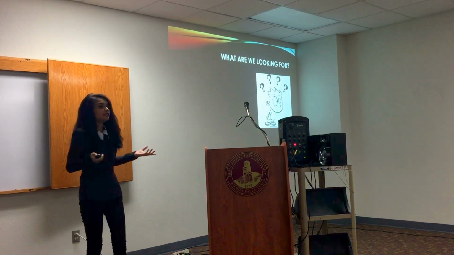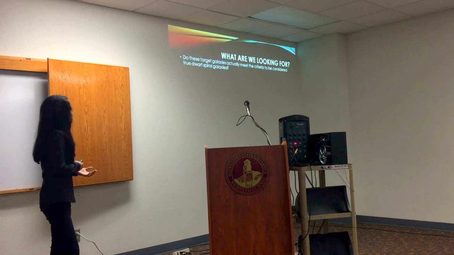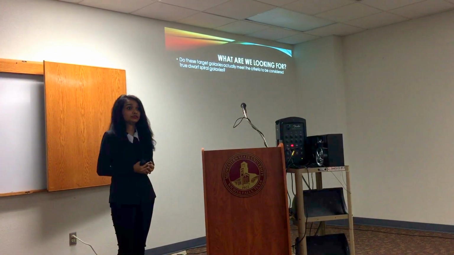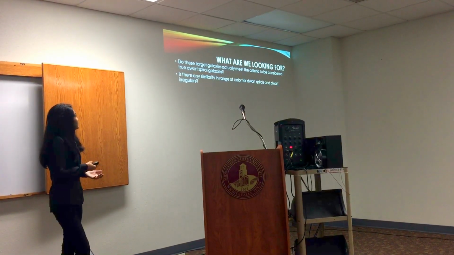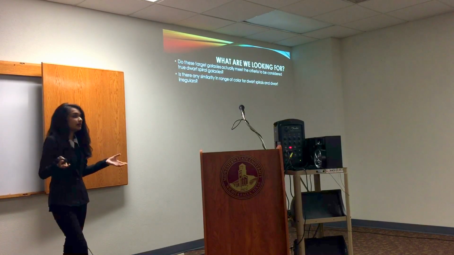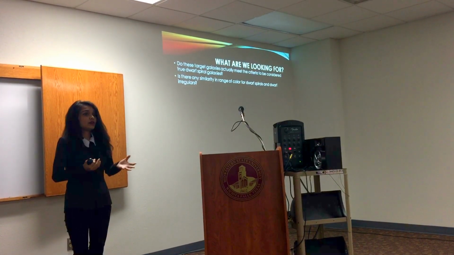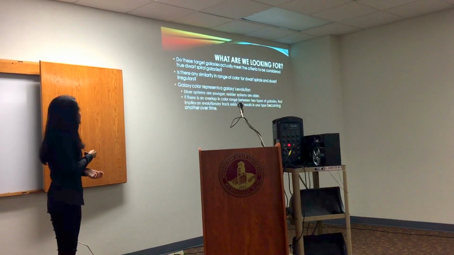So, what are we really looking for? Do these target galaxies actually meet the criteria to be considered dwarf spiral galaxies? And is there any similarity in the range of color and surface brightness profiles of these dwarf spirals and irregulars?